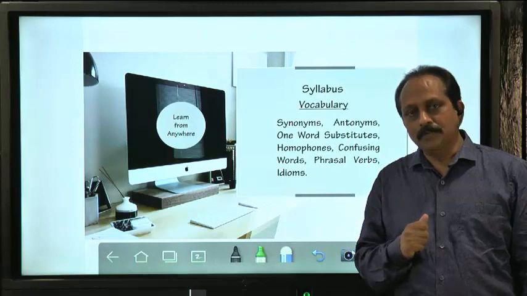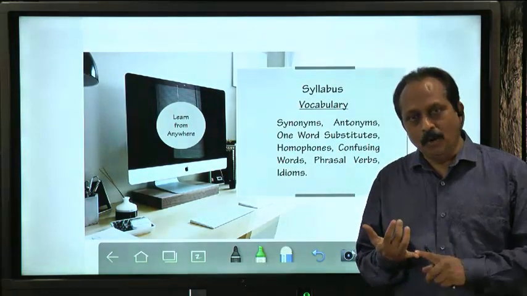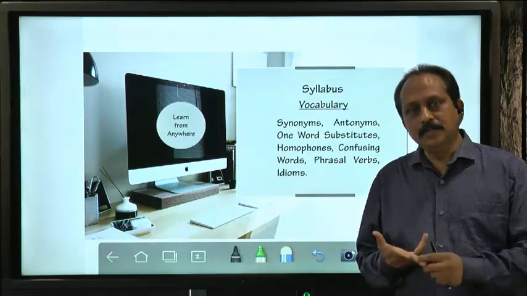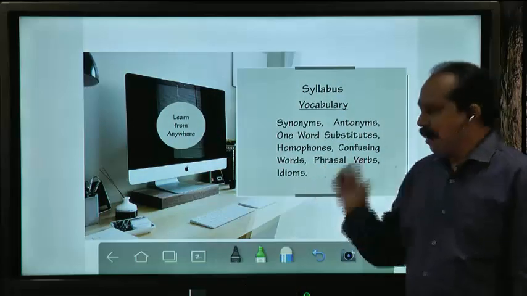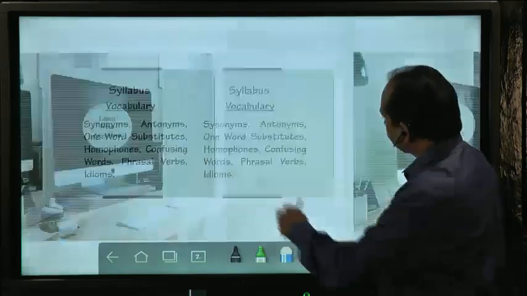But what is important from the exam point of view? How can you have the competitive edge? You should focus on the word forms, the word combinations, and the usage. So when I teach vocabulary, I emphasize these aspects that will help you in the exam.